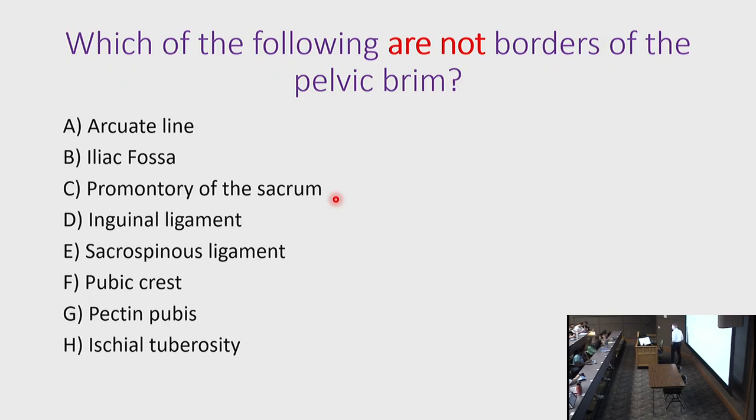How about the pubic crest? Yes, right here in the anterior part. The pecten pubis? Sounds good. And the ischial tuberosity? Not a part of the brim, part of the outlet. So we've got to be careful when we look at these questions. There are going to be some specifics where you have to recognize whether we are talking about the inlet, the outlet, those kinds of things.